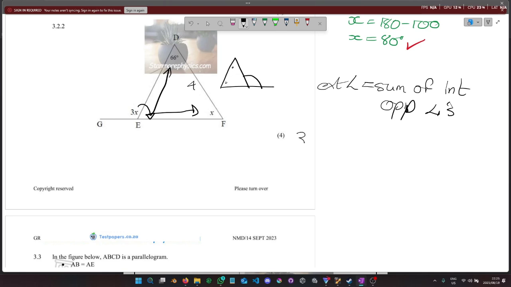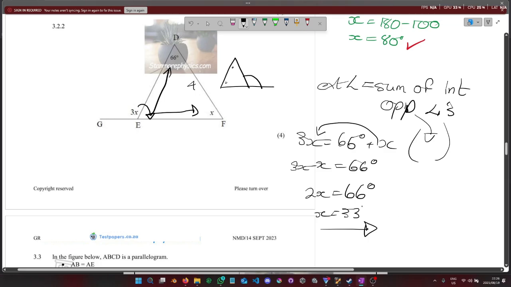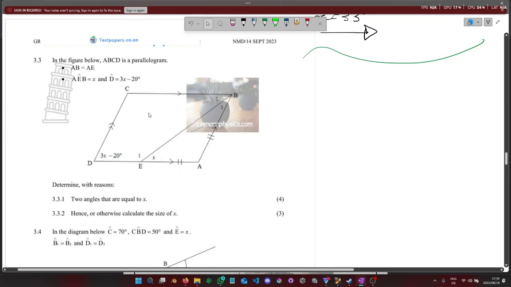So if we say 3x is equal to 66 degrees plus x, and we put this reason in, right? Take this one to this side. 3x minus x is equal to 66 degrees. 3x minus x is 2x equals 66. x is equal to 33 degrees. Almost done, almost done. So this question is now with the quads.